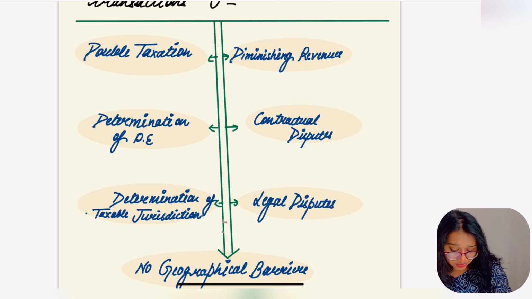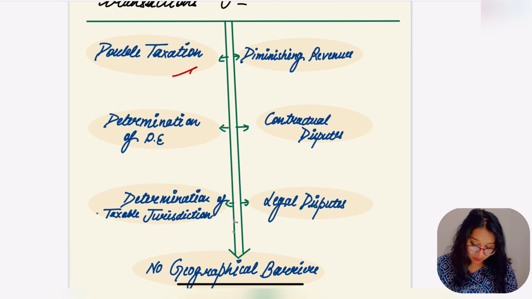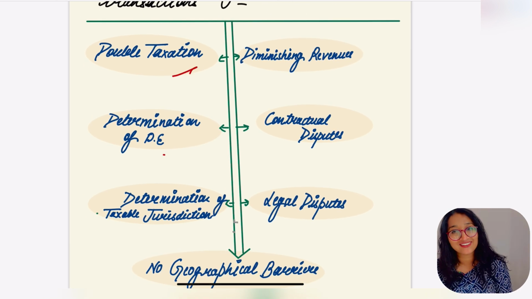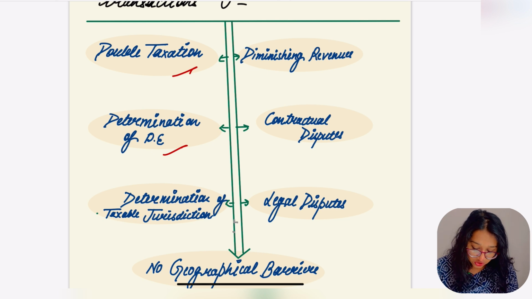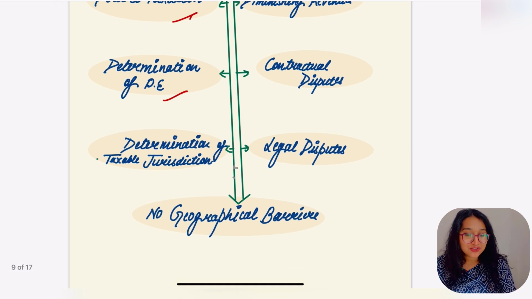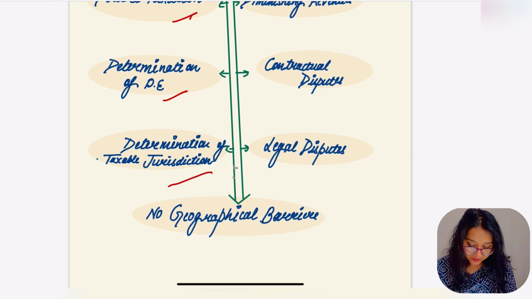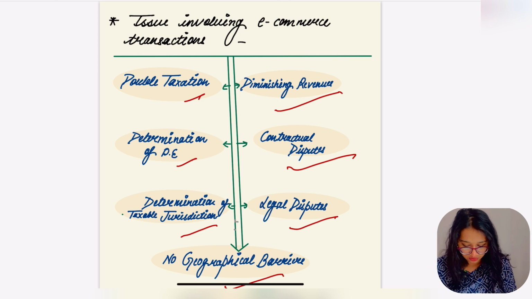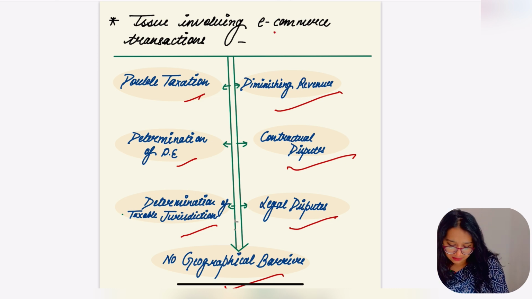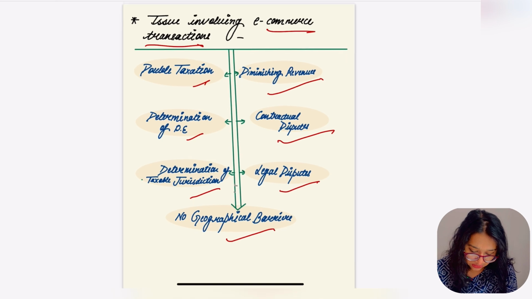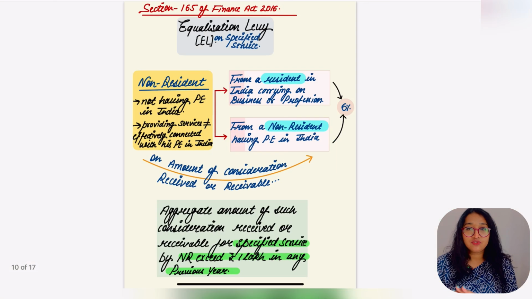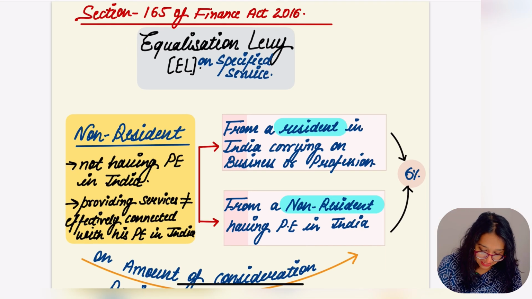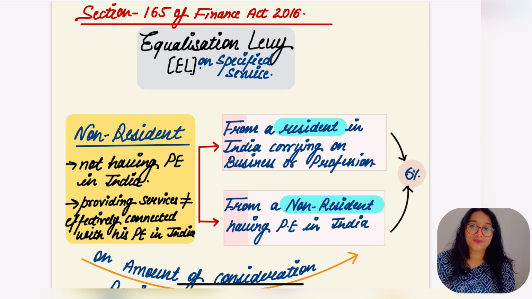Now these are the issues involving e-commerce transactions. First is double taxation. Second, determination of PE, permanent establishment. Third, determination of taxable jurisdiction, with no geographical barrier. Then legal disputes, contractual disputes, and diminishing revenues. So these are the simple issues involved in e-commerce transactions. We just read it. Now let's go to the main thing.